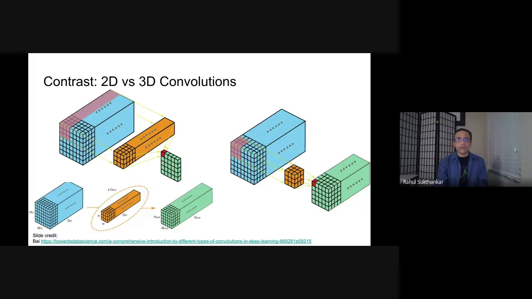Now applying this kernel gives you one pixel in this output, and then you do that by sliding it in all directions. So it sounds like 2D and 3D convolutions should be quite similar, but they're actually very, very different beasts. And I don't want people to confuse the two and develop the wrong intuitions.